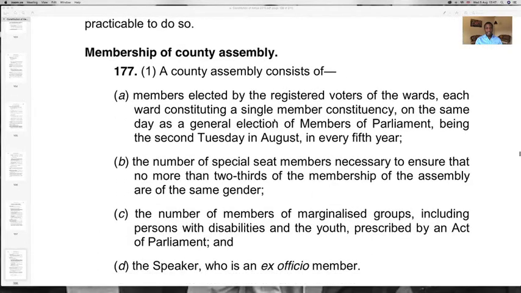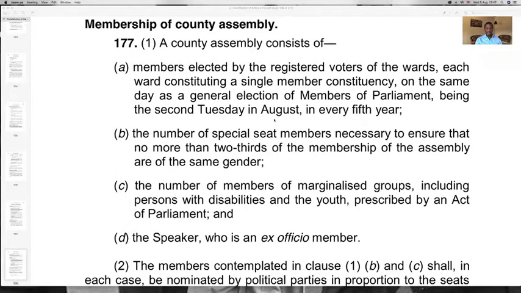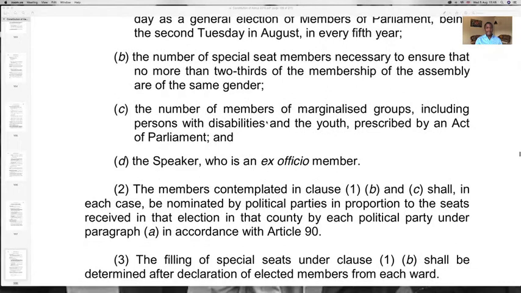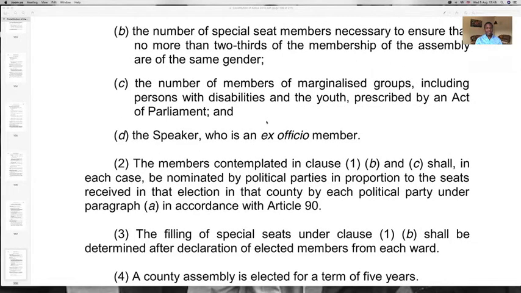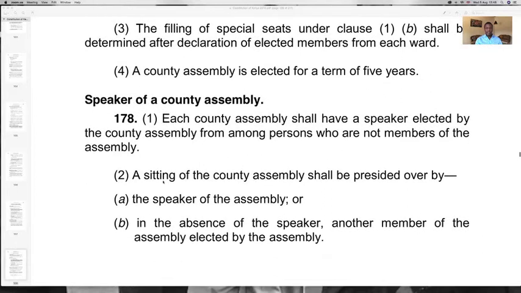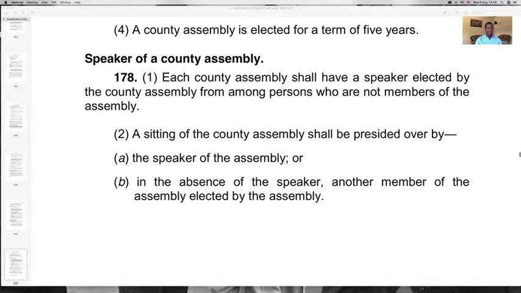The membership of the county assembly shall consist of members elected by registered voters of the wards. These are the MCAs, as we call them. And then political parties shall also appoint special seat members who shall ensure that no more than 2/3 of the membership of the assembly are of the same gender. And the political parties shall also appoint a number of members of marginalized groups, including persons with disabilities and the youth. The county assembly shall also comprise the speaker, who is an ex-officio member. And then the county assembly is elected for a term of 5 years.